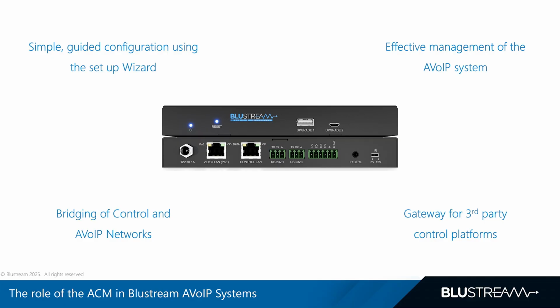Second, it serves as a bridge between two network environments, now typically between the AV over IP VLAN and the client's main controller corporate network. This segmentation helps ensure that heavy AV traffic doesn't disrupt general network performance and vice versa.